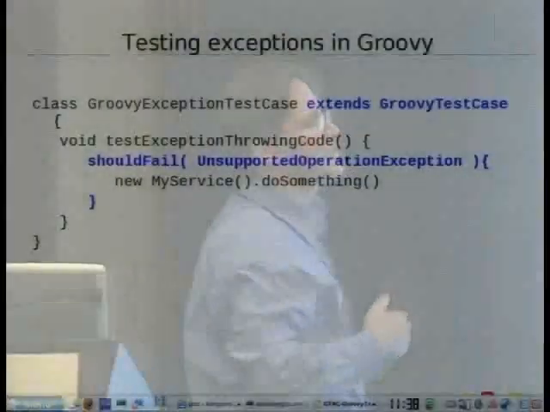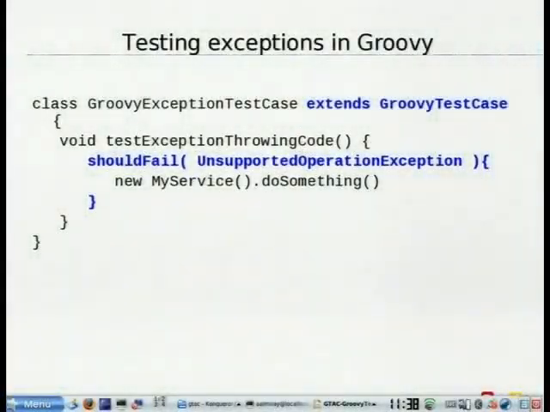So we extend the Groovy test case, and we use a new feature, which is the should fail block. It takes a class or a list of classes and a closure as parameters. Look that the business method is inside a block. That's a closure.